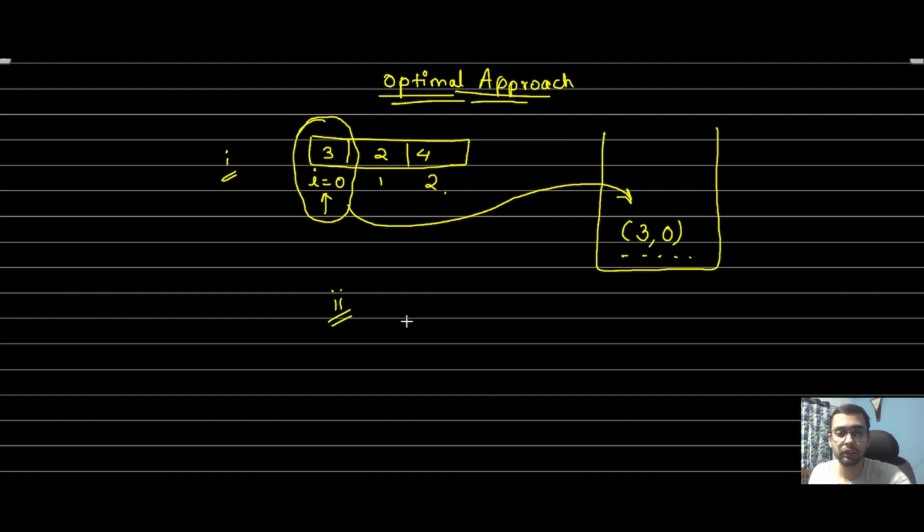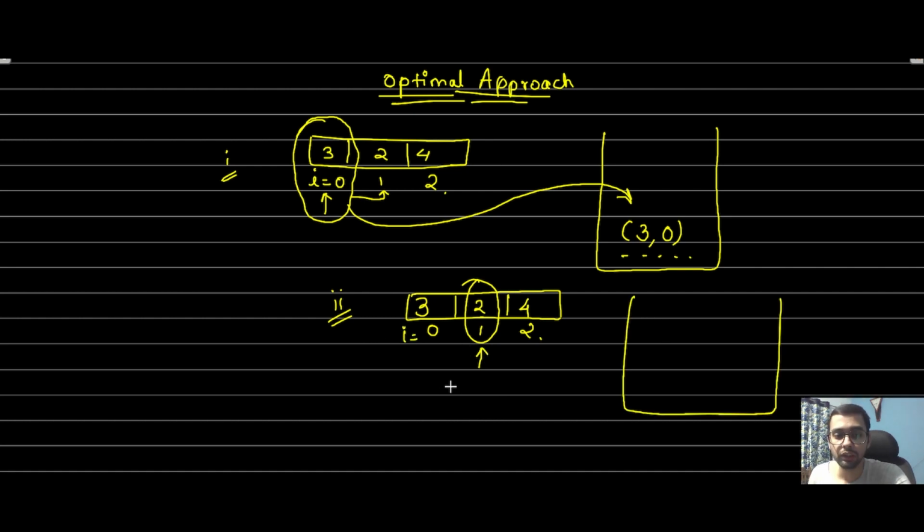On the next step, firstly nothing is present in the table, so we will just put 3 with the index 0, then move the iterator towards the right, that means here. Now the iterator is here and we'll see that 2 is not present in the table because the whole table is empty except 3 and 0. So just push the element with the array index, again repeating the previous step. Just move the iterator towards the right.